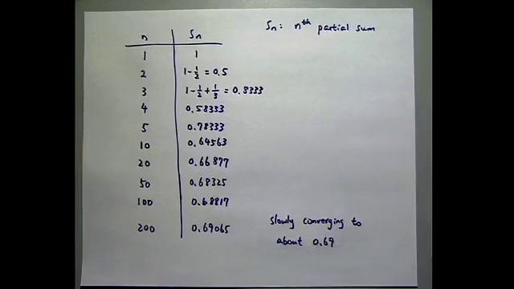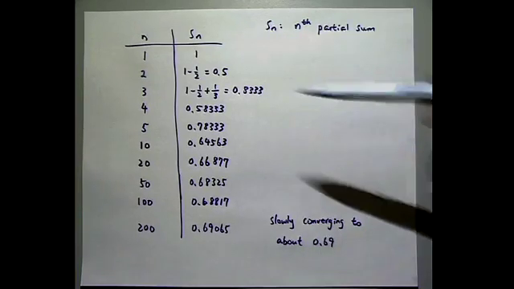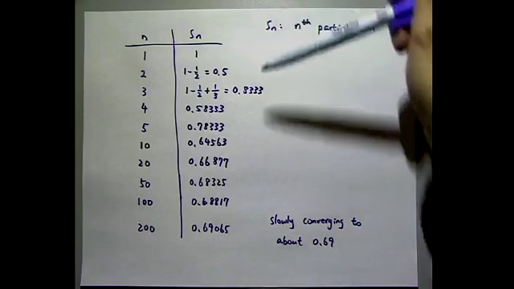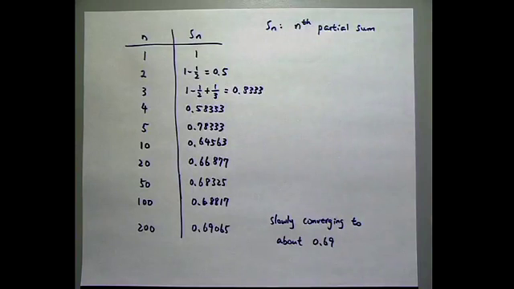Based on these numbers here, the sequence of partial sums, we can confidently say it is going to be converging to somewhere near 0.69. Now, what this number is, that's of secondary importance. But the first question to answer is always, does it converge? And we can kind of see that it appears to converge.